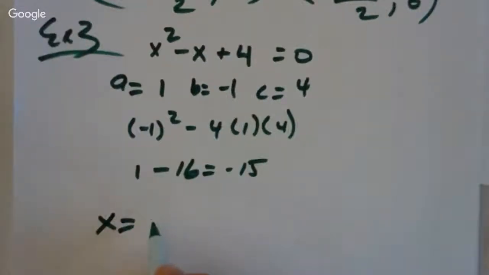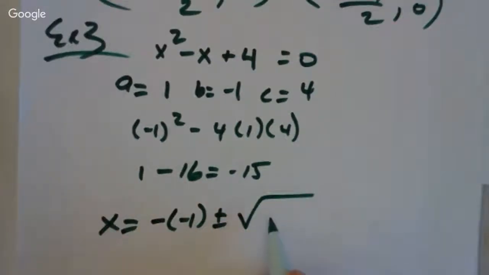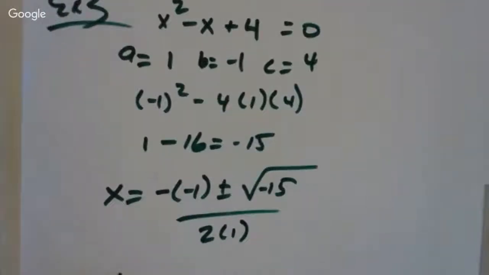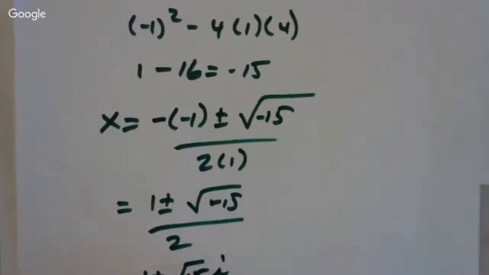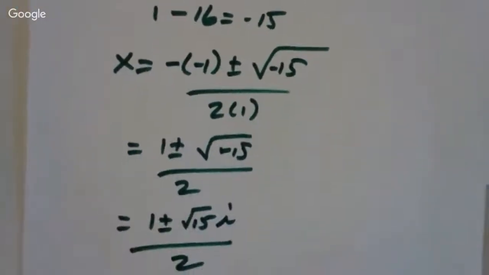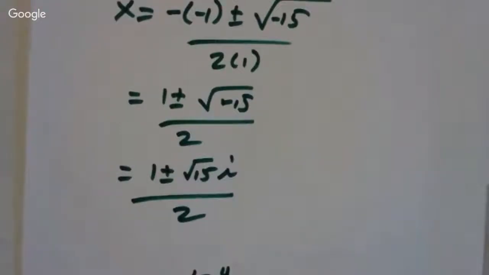So x is equal to negative b plus or minus square root of b squared minus 4ac, which we just got is negative 15, over 2 times 1. So we get 1 plus or minus... The only thing I'm going to do is take the i out of this. So 1 plus or minus the square root of 15 i over 2. Does the square root of 15 simplify? Nope, not divisible by any perfect squares.